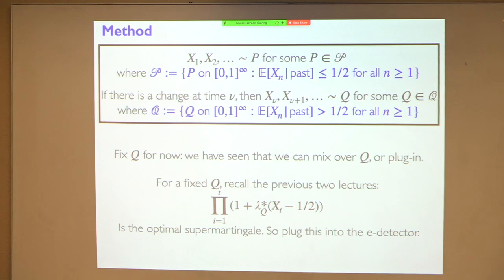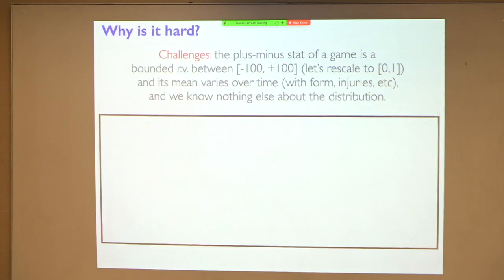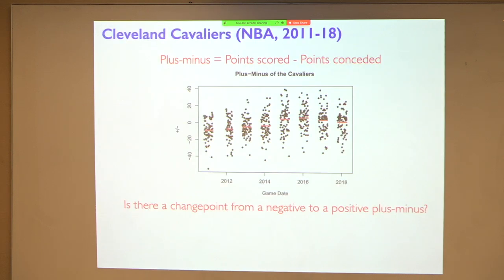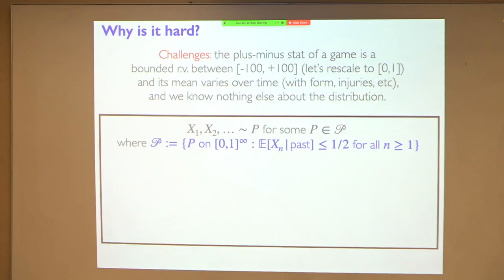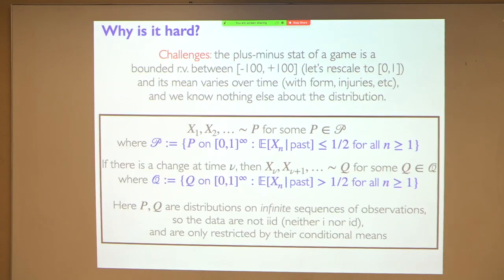XT is the outcome of the game, the plus minus stat of that game, which was not plus minus 1. It was between minus 100 and plus 100, the point difference between the Cavaliers and their opposition. So this is the data, this is XT. I'm just rescaling it to 0, 1, minus 100 to plus 100 to 0, 1, but that's XT. And the half is going from a losing team to a winning team because I scaled from 0 to 1.